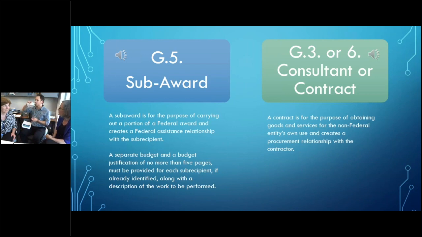And we want to talk a little bit about contracts, where you fill out the same forms as the subaward, but the nature of the relationship is different. A contract is a requisition for goods or services. Like I mentioned before, it's a procurement relationship. An example of this, again, would be the consultant arrangement.